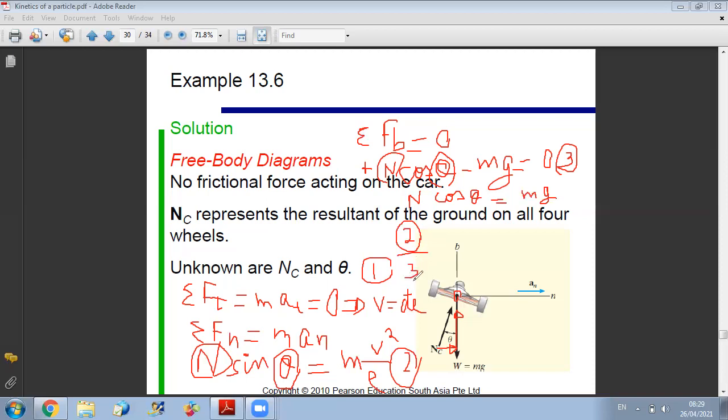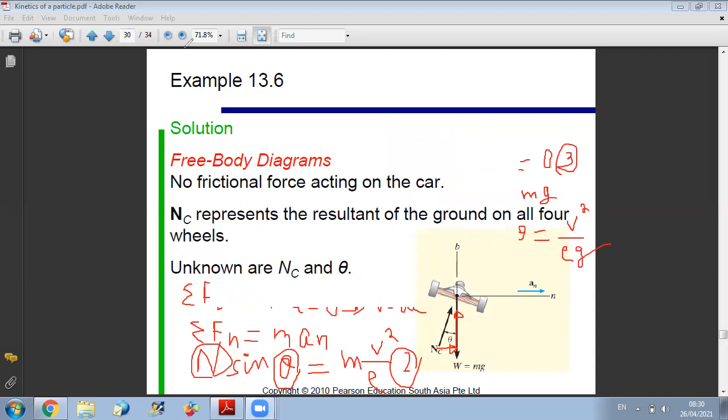Okay, so now dividing 2 over 3, N sine theta over N cosine theta, N will be simplified. So you will have tangent of theta is equal to, you will see that m will be simplified, so you will get v square over rho g, and therefore theta is given by tangent minus 1 of v square over rho g. Okay, so you express theta as a function of the parameters in your problem, the velocity v, the radius of curvature and g.